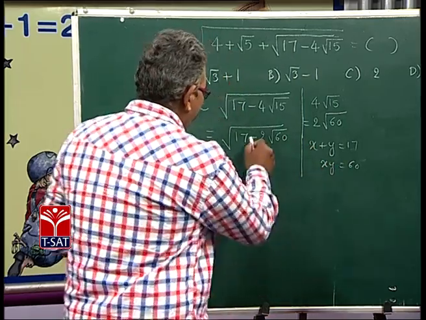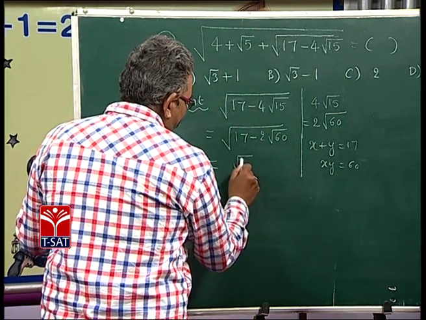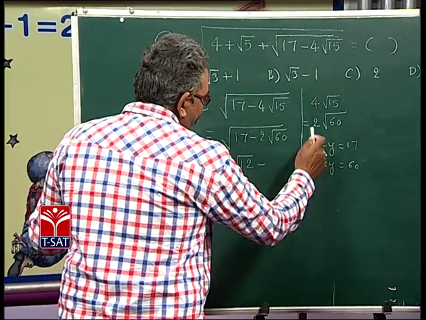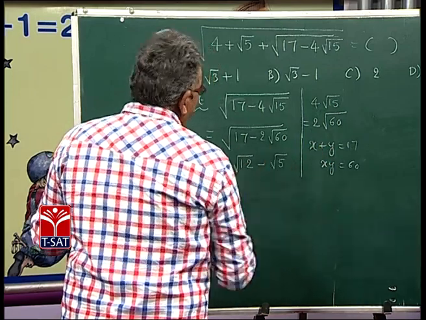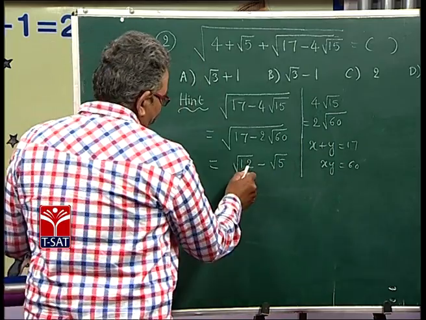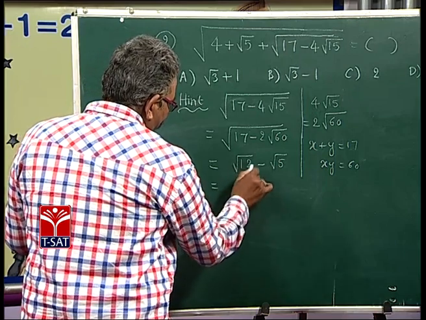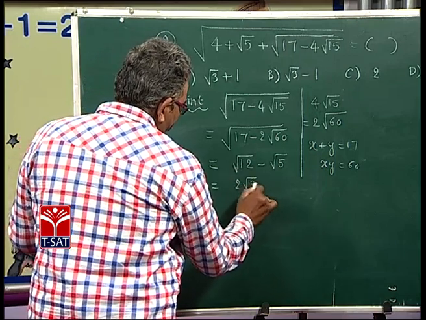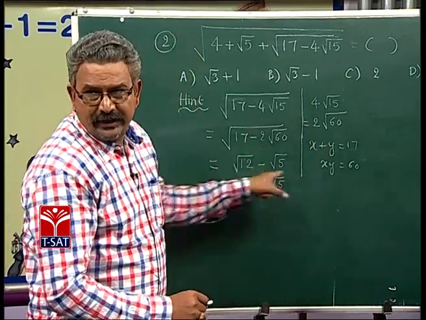Okay. So the answer is root x minus root y. That means root 12 minus root 5, since this is 12 plus 5. Now this root 12 means this is 4 into 3, so 2 root 3 minus root 5. So this has been evaluated.